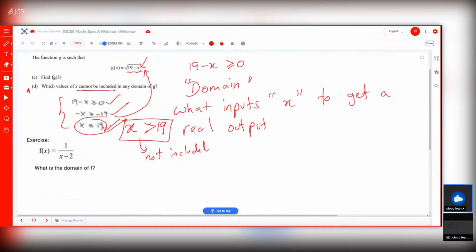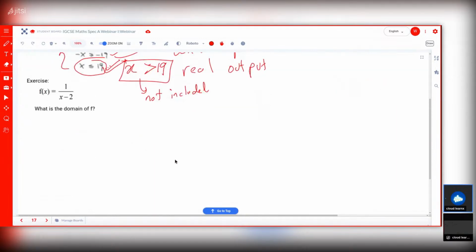All right, the next function, give it a go. f(x) equals, this is a rational function. The denominator, of course, cannot be 0. So x cannot be equal to 2. So you want to exclude 2 from domain. Do not use x. So your domain has to be domain.